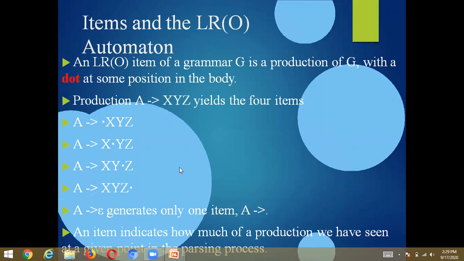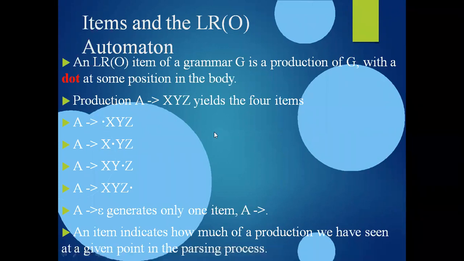And next, an item indicates how much of production we have seen at a given point in the parsing process. This is an introduction of what the LR(0) item and its related representations are. Here we are not constructing the overall grammar, I'm just showing the representations. In LR(0) items, for each production rule we need to insert a dot symbol, and here the dot symbol is inserted at the starting of the RHS of the production rule in the grammar, right?